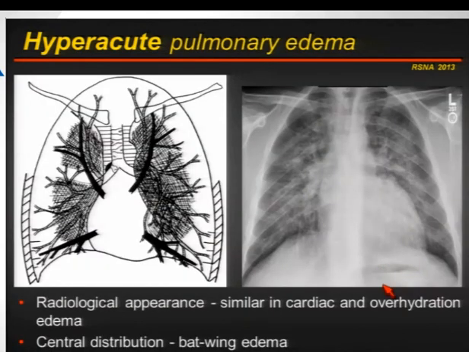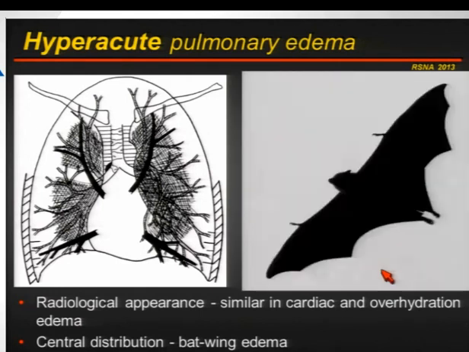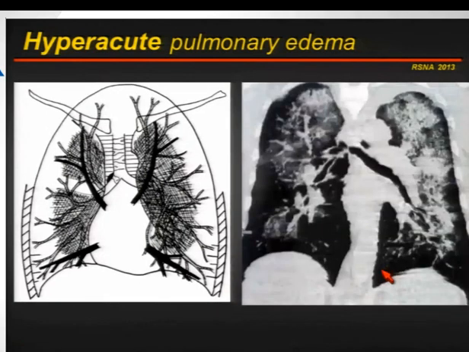Let's look at this case where we see the radiological appearance of the central involvement of the lung by the pulmonary edema and real sparing of the periphery of the lungs, giving this bat wing edema appearance. It also can be seen on the CT with a similar distribution as compared to the chest radiograph.